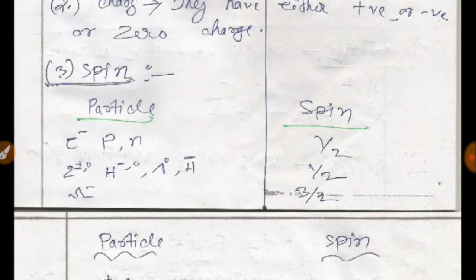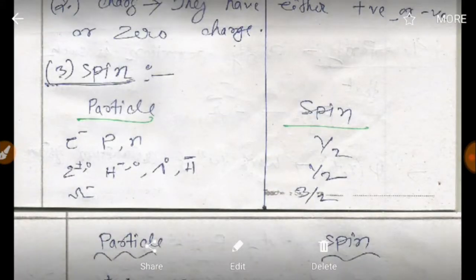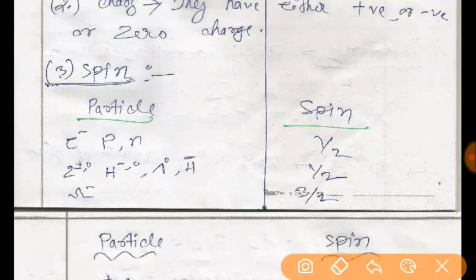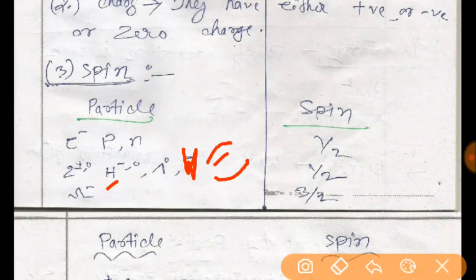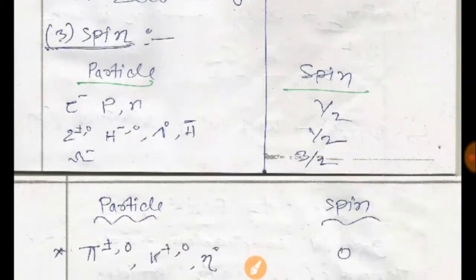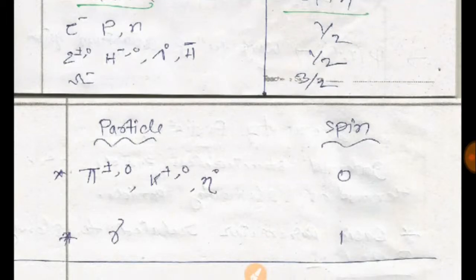Sigma, cascade (you can also write it like this) will have spin 1/2, and omega will have spin 3/2. The pions, kaons and eta will have spin 0, and the gamma photon will have spin 1. The behaviors of particles and antiparticles are the same. This is one point.